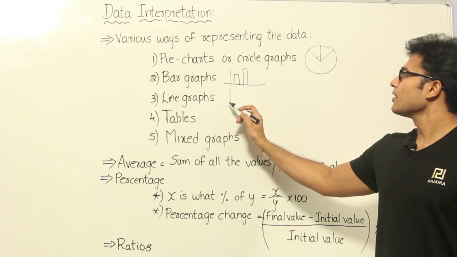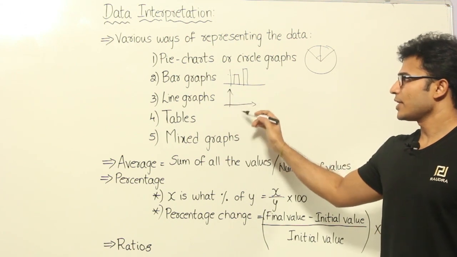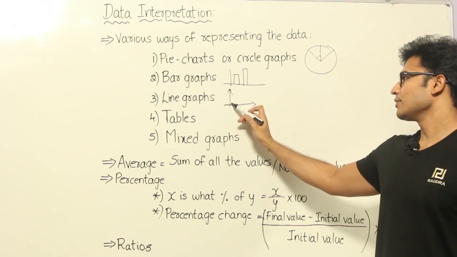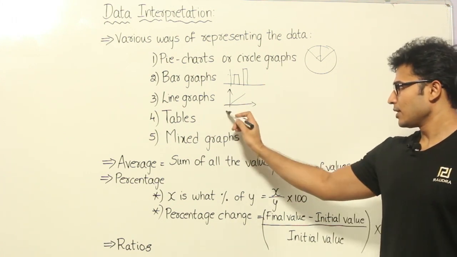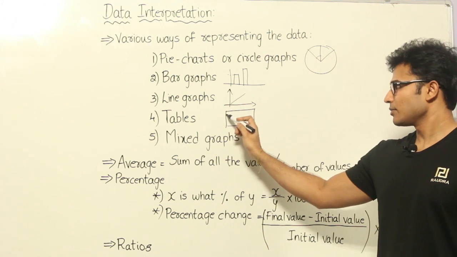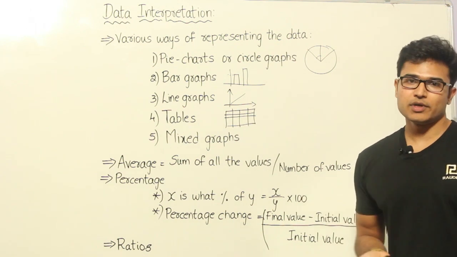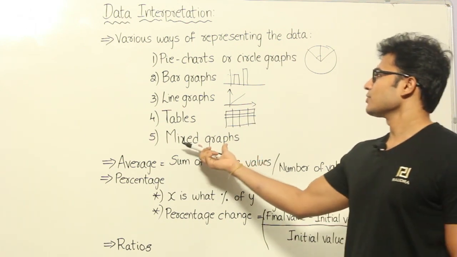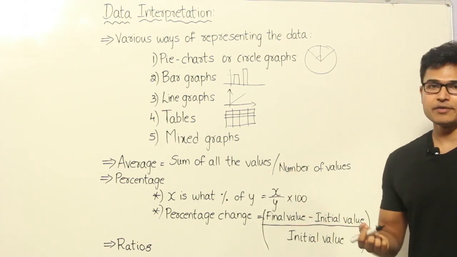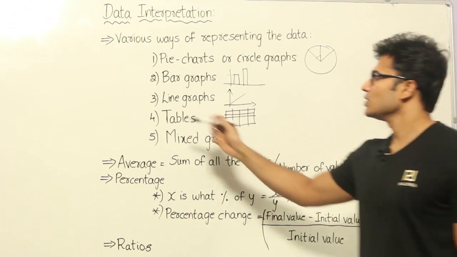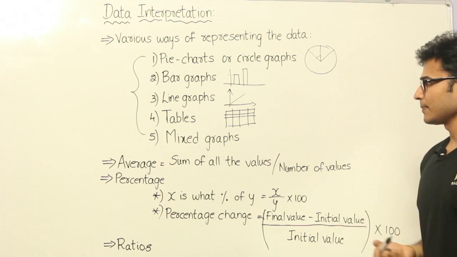And in line graphs, it is just like your normal Cartesian graph where you will have x-axis and y-axis, and then data will be given in forms of the lines, right? And next one is tables. In tables, you are going to have the data represented in form of rows and columns, and based on that you are supposed to interpret the data. And mixed graphs means you can have a combination of any of these graphs, so that is called as mixed graphs. So data will be given to you in any of these forms and you are supposed to extract the meaningful information from the data.